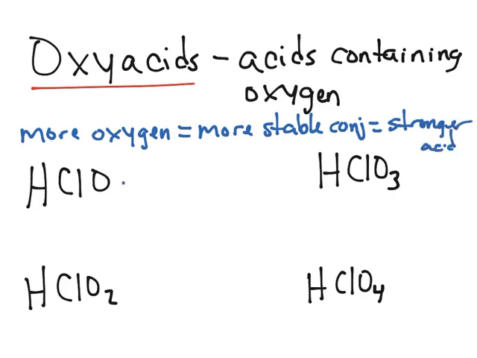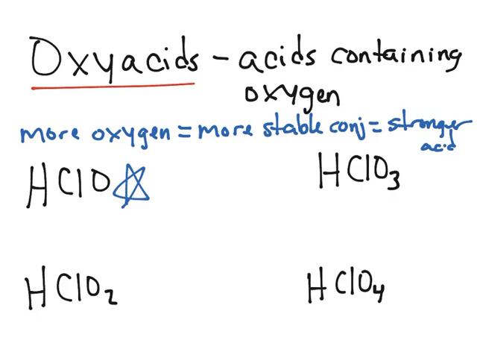So simply by looking at these four acids here, we can tell which of these is going to be the strongest acid. It's going to be the one with more oxygens. And you could have already looked at this and known that because HClO4 is one of our strong acids. The weakest of these acids will be the HClO, as it only has one oxygen.